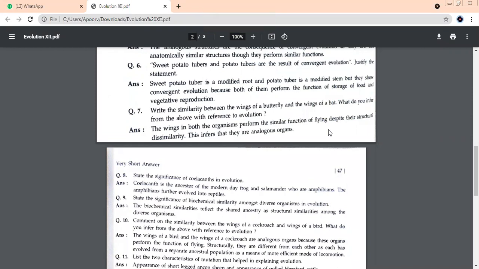What about the brain development? Can we trace the brain development? Who has the most advanced brain in all these seven? Homo sapiens. Yes, it is Homo sapiens. They are the most advanced creatures. They have a very, very advanced brain.